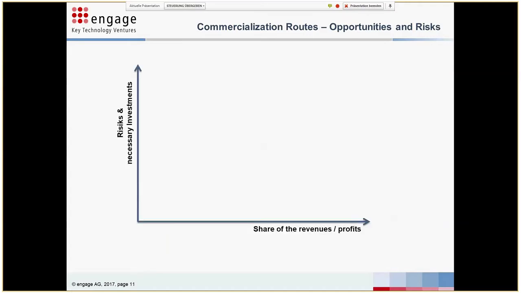And this is also a slide you might remember from the last workshop. This is about different commercialization routes, and you could order them depending on the risks and the necessary investments involved, and on what share of the revenues you, as a research organization or as a researcher, would actually get back. So you could arrange this on this line.